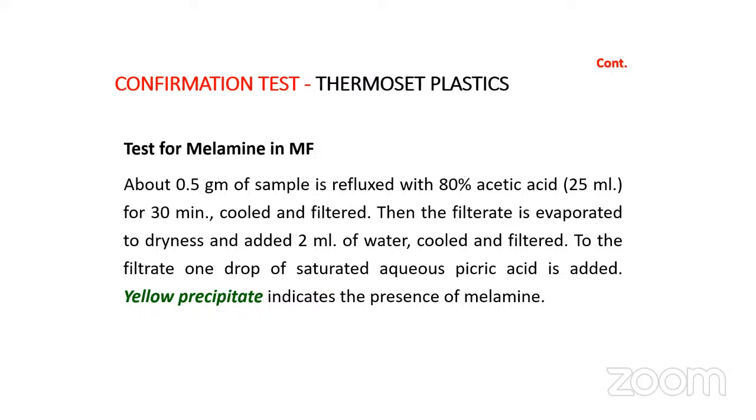In this case, you will get the precipitated product in a yellow color, which indicates the presence of melamine. It is in precipitation form. And here also 2 ml of water, but here it is cooled and filtered.